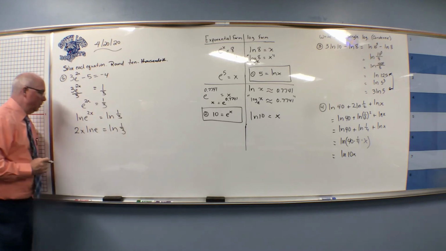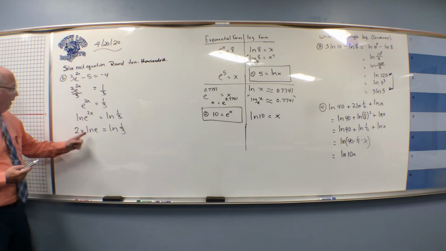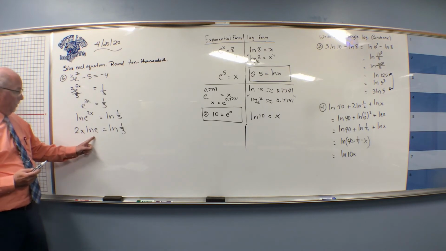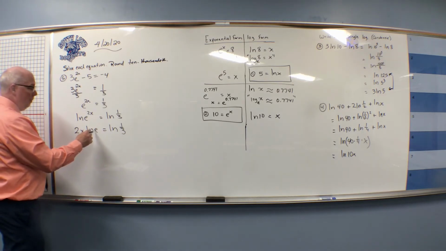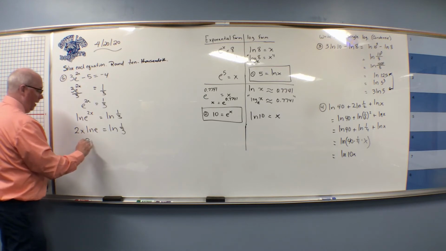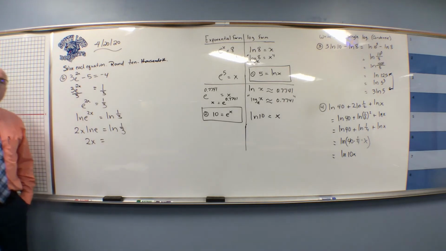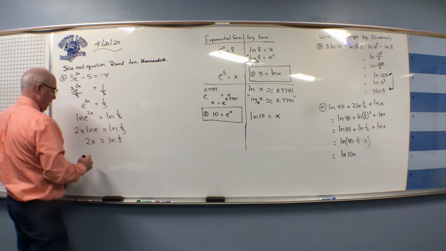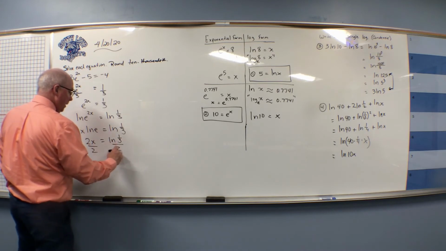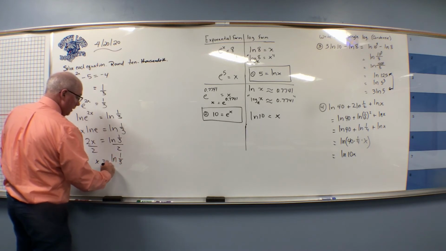Now you will see that the natural log of e is like any other logarithm. If I have the logarithm of 5, base 5, my answer is 1, because 5 to the first power is 5. Same way here. e to what power is e? It's 1. So what I have is 2x times 1. Anytime you have the natural log of e, the value is 1, equals the natural log of 1/3. I divide by 2, and I get x equals the natural log of 1/3 divided by 2.